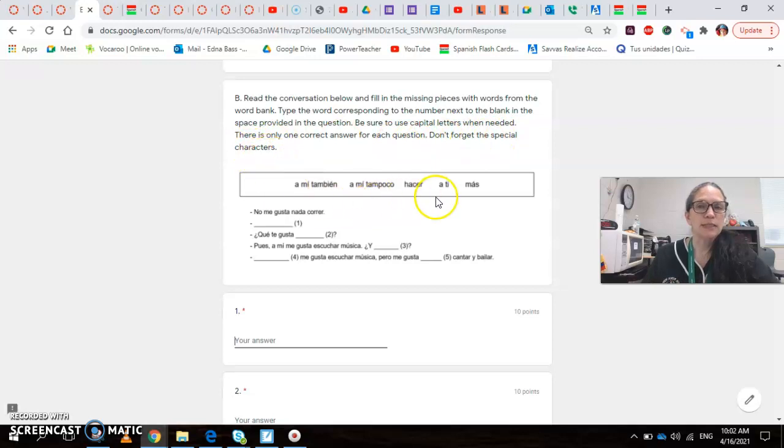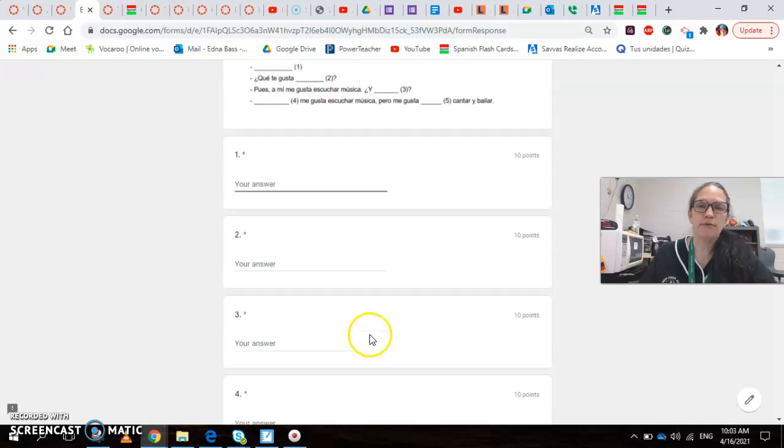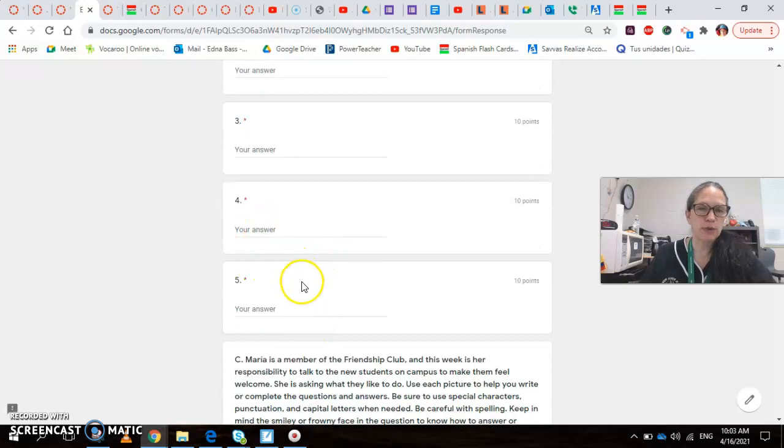Don't forget the special characters. So if it has special characters like this one, me, or this one, más, or también, you need to use your special characters. So what do you do? You read the conversation. You see here, number 1. You think which of these words or phrases go here, and then you type it here exactly like you see here, I mean the spelling. If you think that you need a capital, you start with a capital. Think about that. We have been practicing with that. So 1, 2, 3, 4, and 5. There is only one correct answer for each one of them.